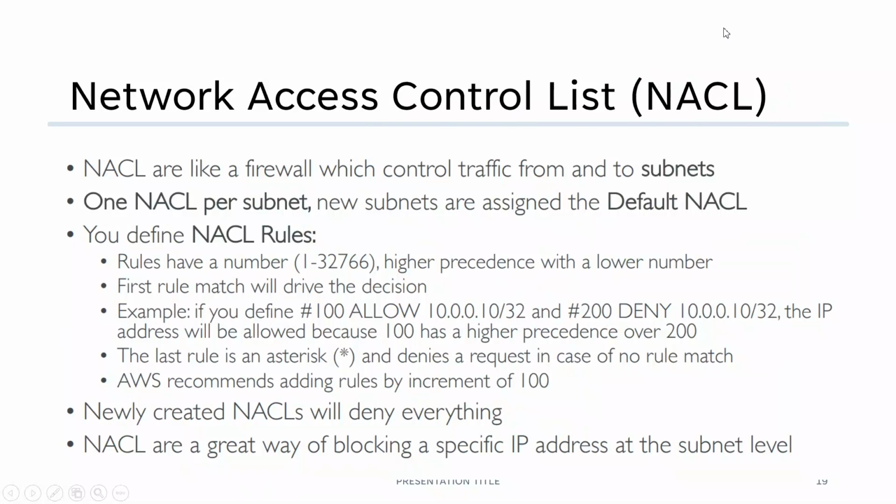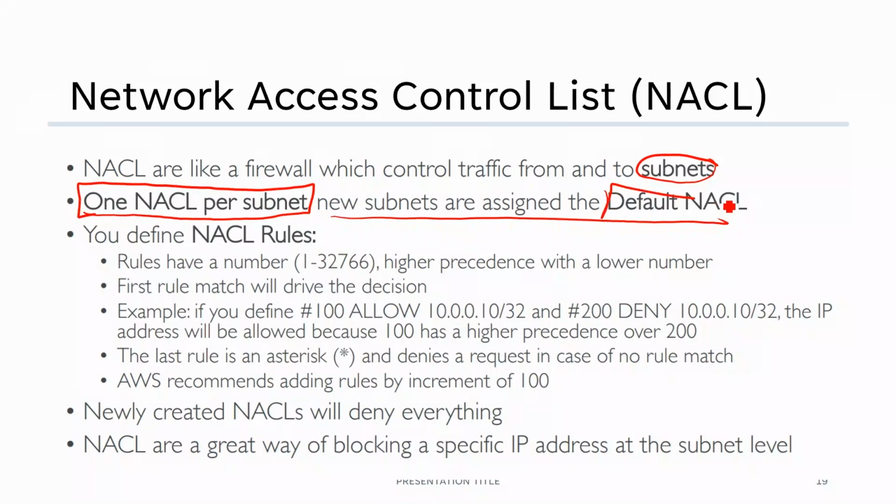So a little bit of whatever I said in the last slide is basically what is written over here. NACL is like a firewall which controls traffic from and to the subnets, right? Security group is for your EC2 instances and NACLs is for your subnets. That is very, very important to understand. And this rule: one NACL per subnet, one NACL per subnet. New subnets are assigned the default NACL. So when we create subnets, a default NACL is automatically created.